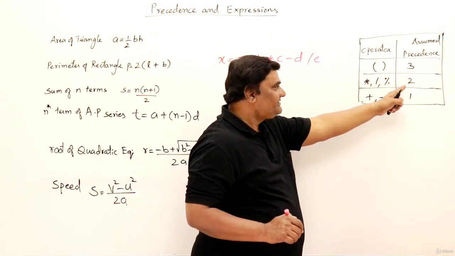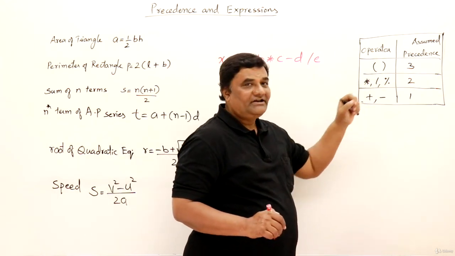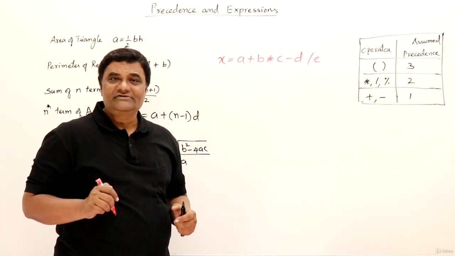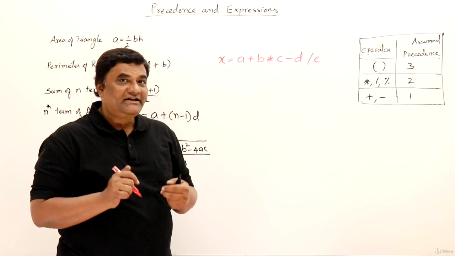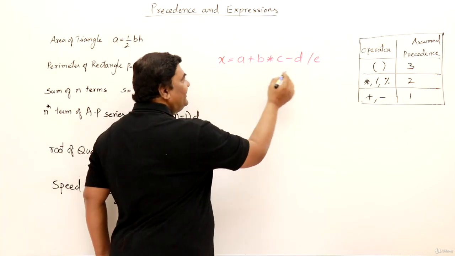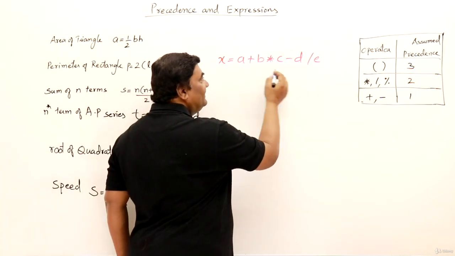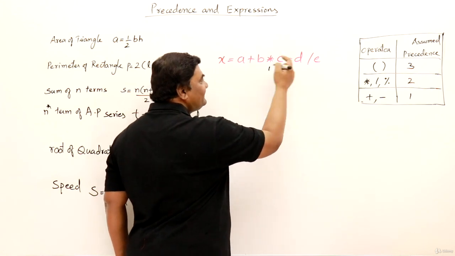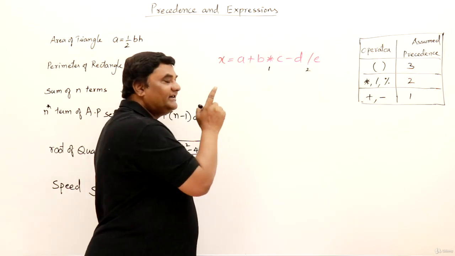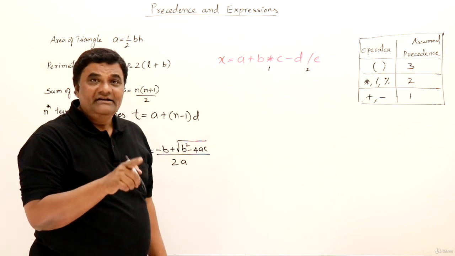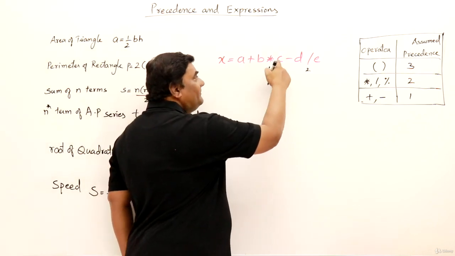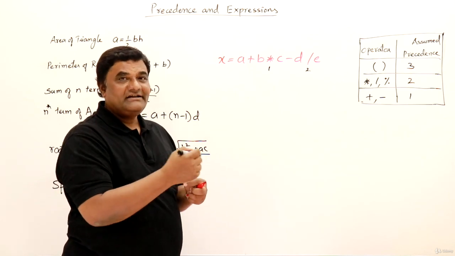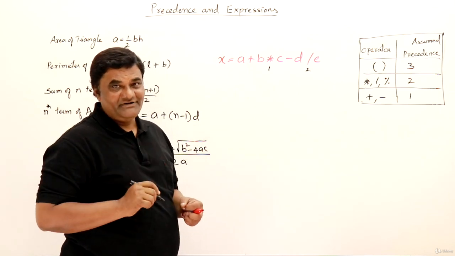Now who has higher precedence? Multiplication and division have higher precedence. In this expression, both are there. Then which one will get executed first? From the left-hand side, left to right, it will take. So the first one executed is this one and next is this one. First it will multiply, then it will divide. It means who will get multiplied? B and C will get multiplied, right? Then D divided by E. This is how they are executed.